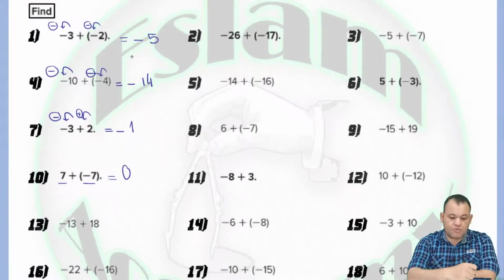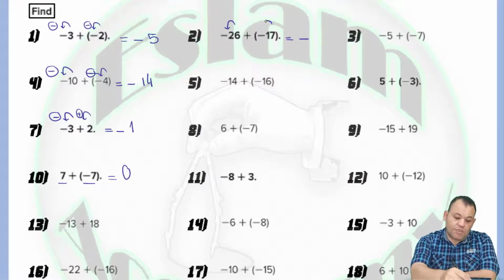Again for question number 2. Negative 26 plus negative 17. If you look at the two numbers, 26 is greater than 17. 26 is negative, so the answer will be negative. So number 1, write the sign of the greatest number. Now look at the two signs. You will find that the two numbers are negative. They have the same sign, so I will add them. 26 plus 17 equals 43.